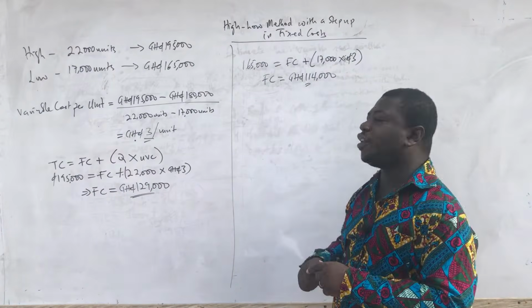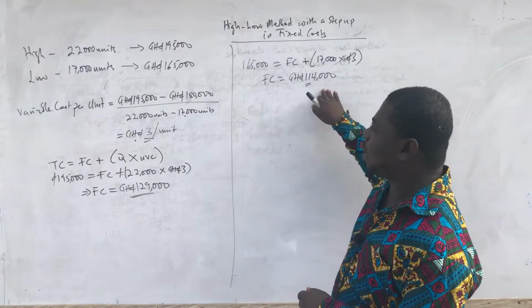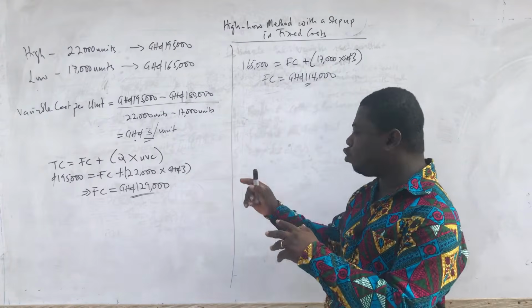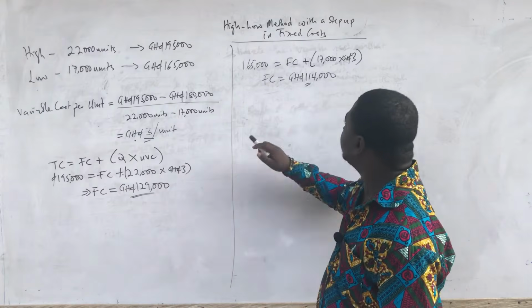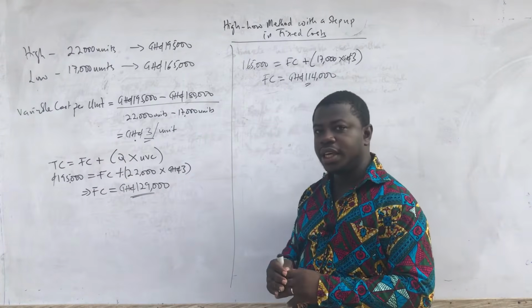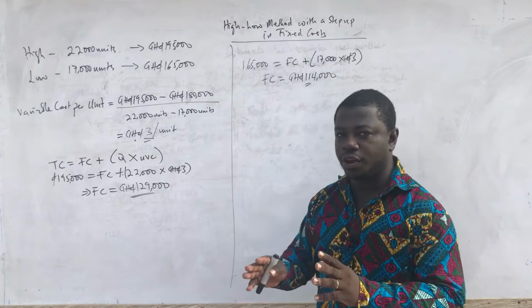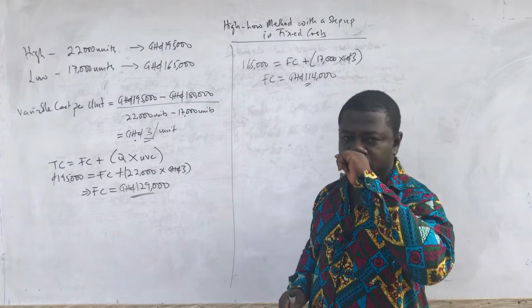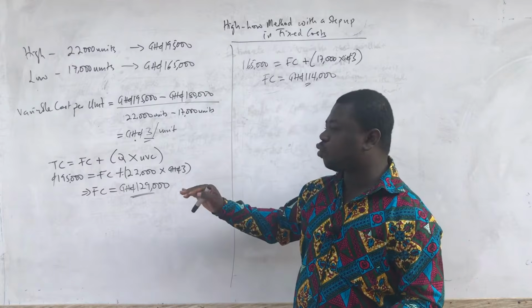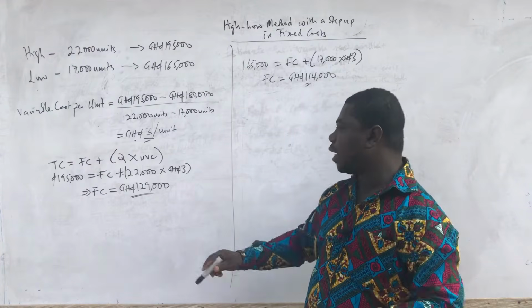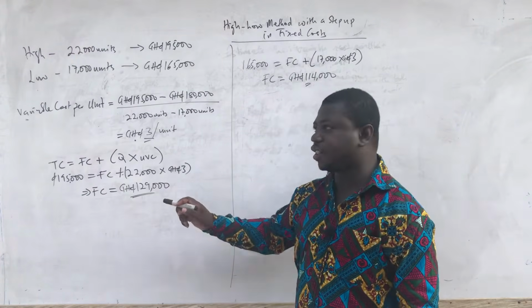Now, having established the fixed cost for both the lower level and the higher level, let us compare. What is the difference between 129,000 and 114,000? The difference is 15,000. And that was what you were told in the question, that when output exceeds 19,000, fixed cost will step up by 15,000. And that is the 15,000 that is visible here.